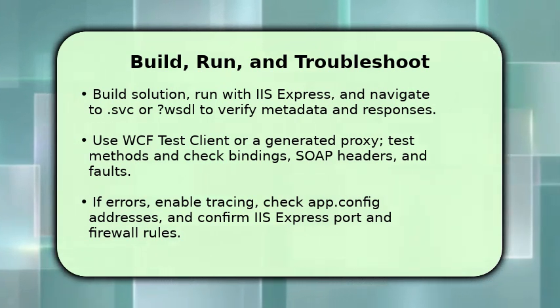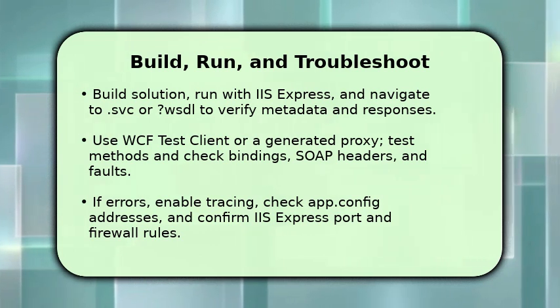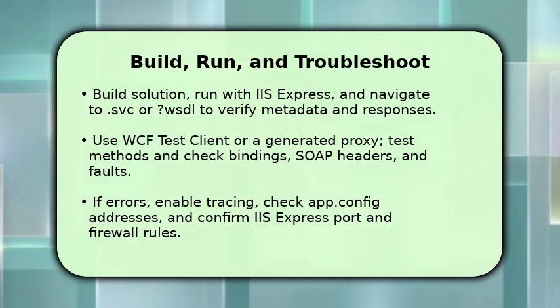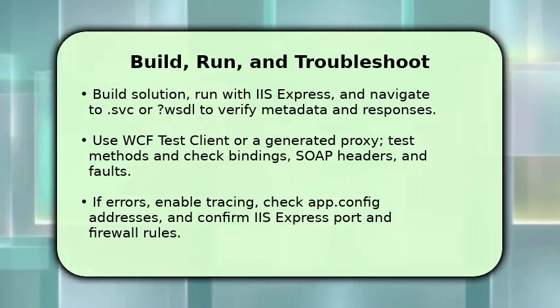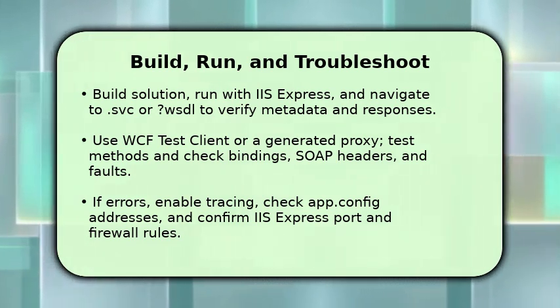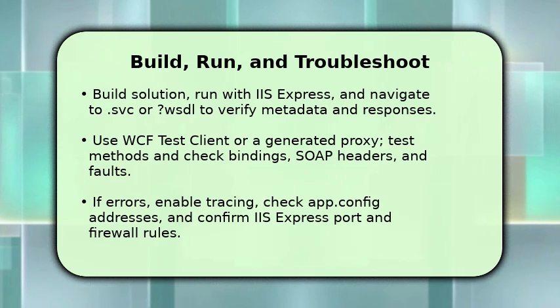If something goes wrong, enable WCF tracing and message logging. Then check app.config addresses, IIS Express port, and firewall rules. These checks usually reveal misconfigurations preventing successful calls.